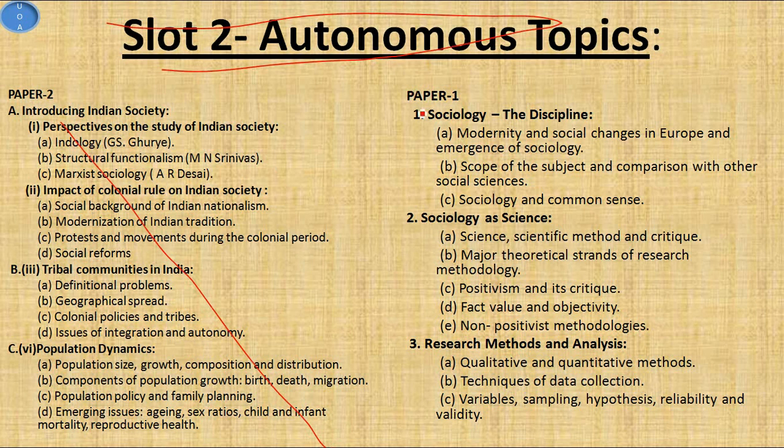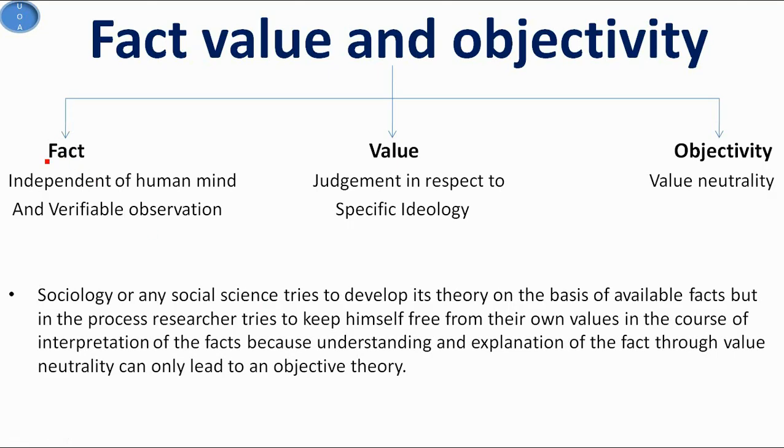So friends, as you already know, we are covering slot 2 topics. We have already covered these topics of paper 2, and in paper 1 we have finished sociology the discipline, and at present we are continuing sociology as science. We have already covered 3 topics of sociology and science, and in this video we are going to see fact, value and objectivity.